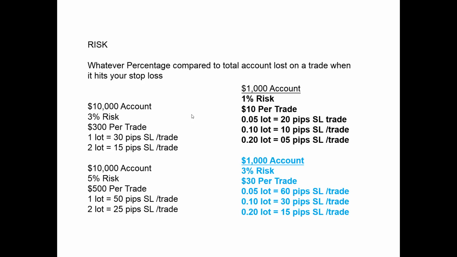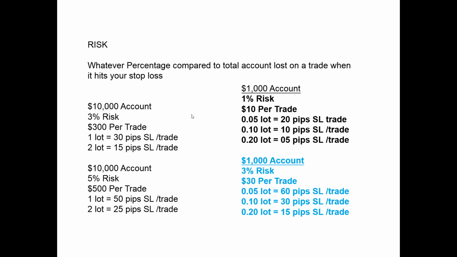That's 1% risk. Okay, so a 0.20 lot, I'm sorry, I'm already thinking 20 lots. With a 0.20 lot, you're only going to be able to have a 5 pip stop loss before you lose the 10 bucks, the 1% of your account. These are just guidelines, like I said. Write them down. Maybe you can adjust your trading depending on your account size.